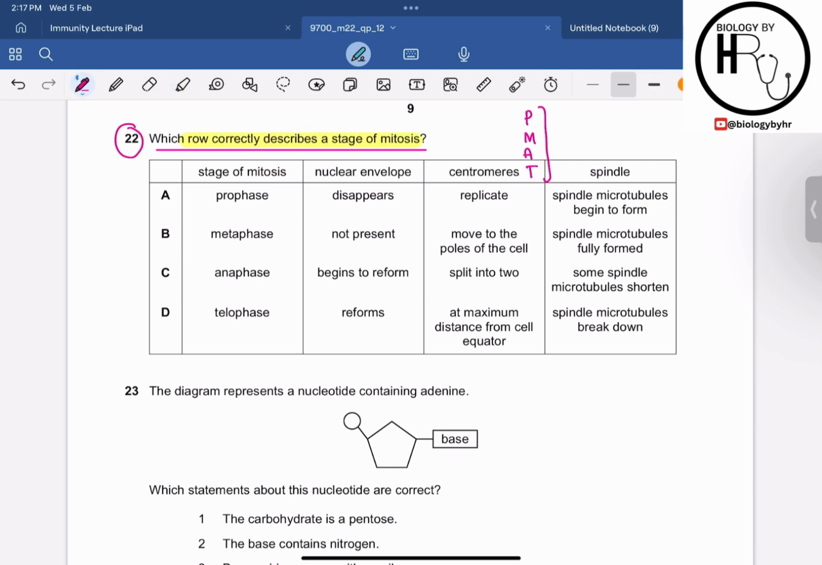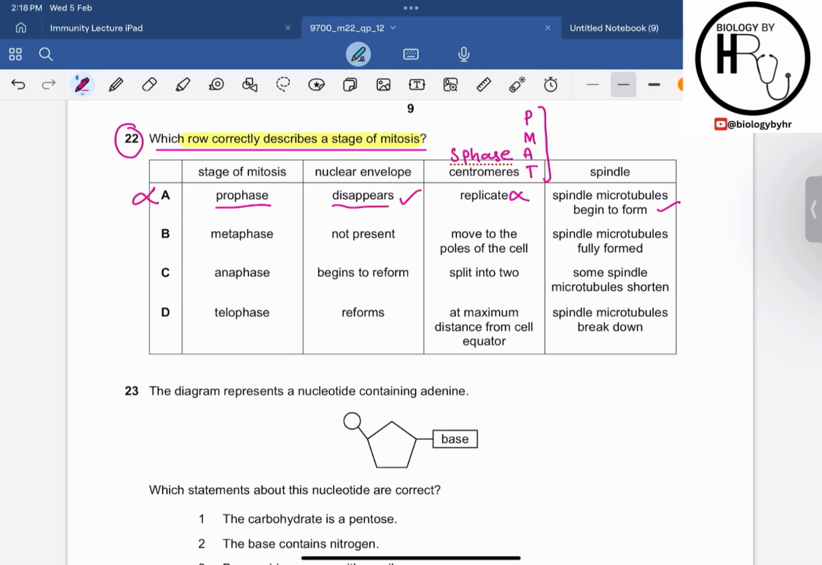Now let's discuss option A. It says prophase: nuclear envelope disappears in the prophase. Yes, this is correct. Centromeres replicate. No, this is incorrect, as the centromeres replicate in the S phase, right? Spindle microtubules begin to form. Yes, this is also correct.